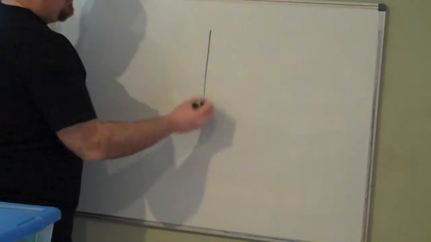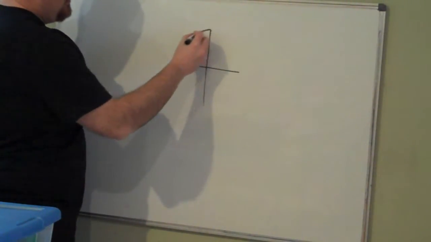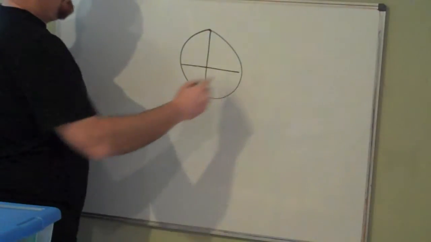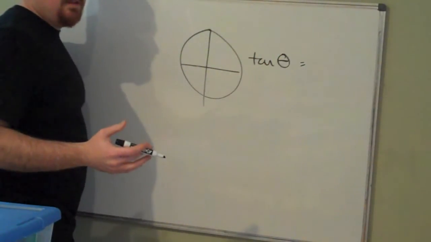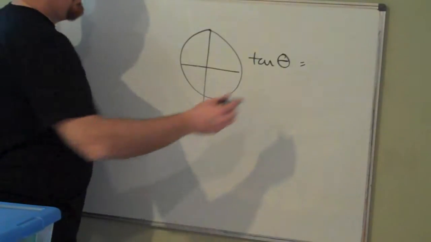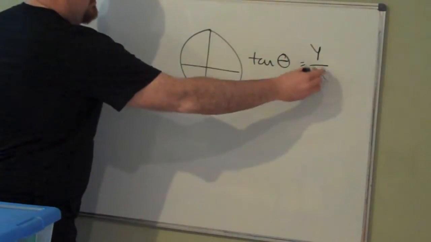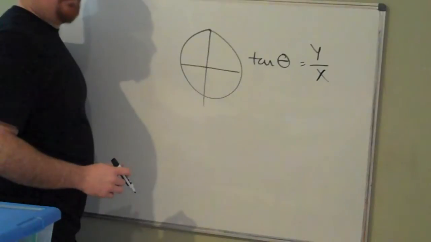Background on tangent. Unit circle first. When you think about the unit circle and you talk about the tangent of any angle on the unit circle, how do we calculate tangent? Tangent gets calculated as the y-coordinate over the x-coordinate, right?